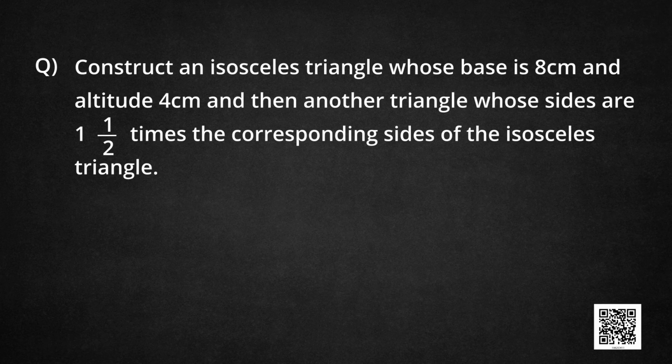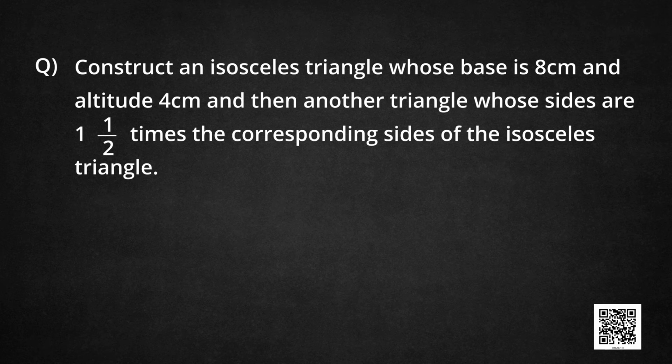Let us do another question. Construct an isosceles triangle whose base is 8 cm and altitude 4 cm, and then another triangle whose sides are 1.5 times the corresponding sides of the isosceles triangle.